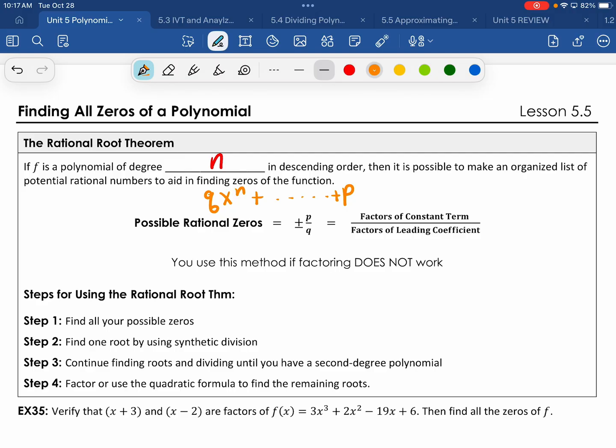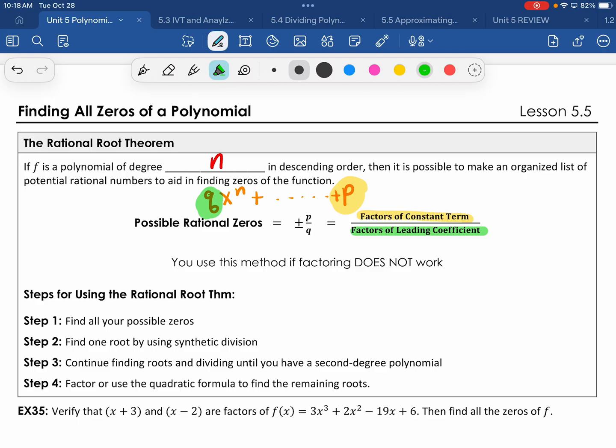The possible rational zeros don't mean they're possibilities, but they're better than the infinite list that we're dealing with right now. So we're going to narrow down our answer choices. We are going to take the factors of the constant term, which is the last number, and divide them by the factors of the leading coefficient, which is the q. They can either be positive or negative, and those are going to be my possible zeros of my polynomial.